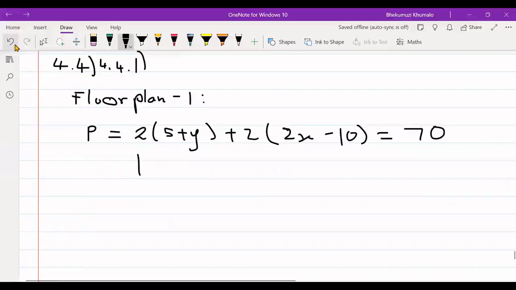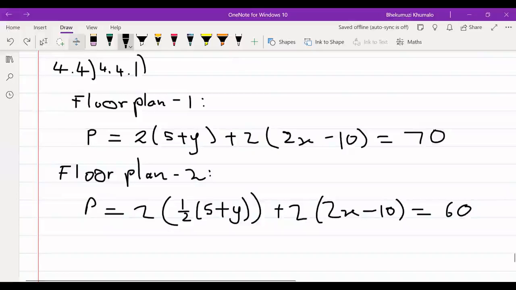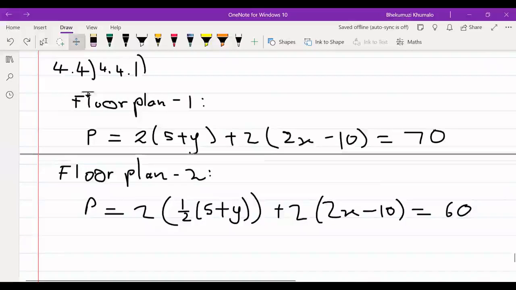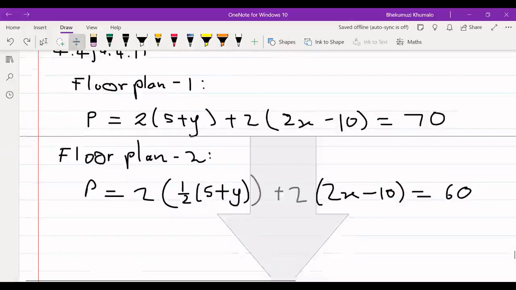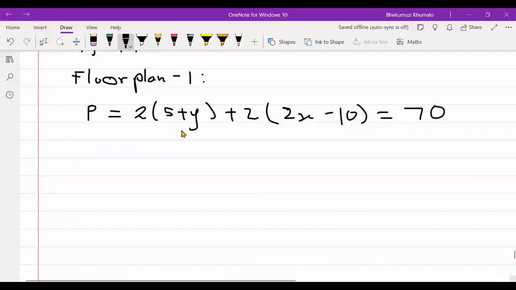Oopsie, what happened there? So I left something behind. Okay. We don't move now. Okay, so there we have it.